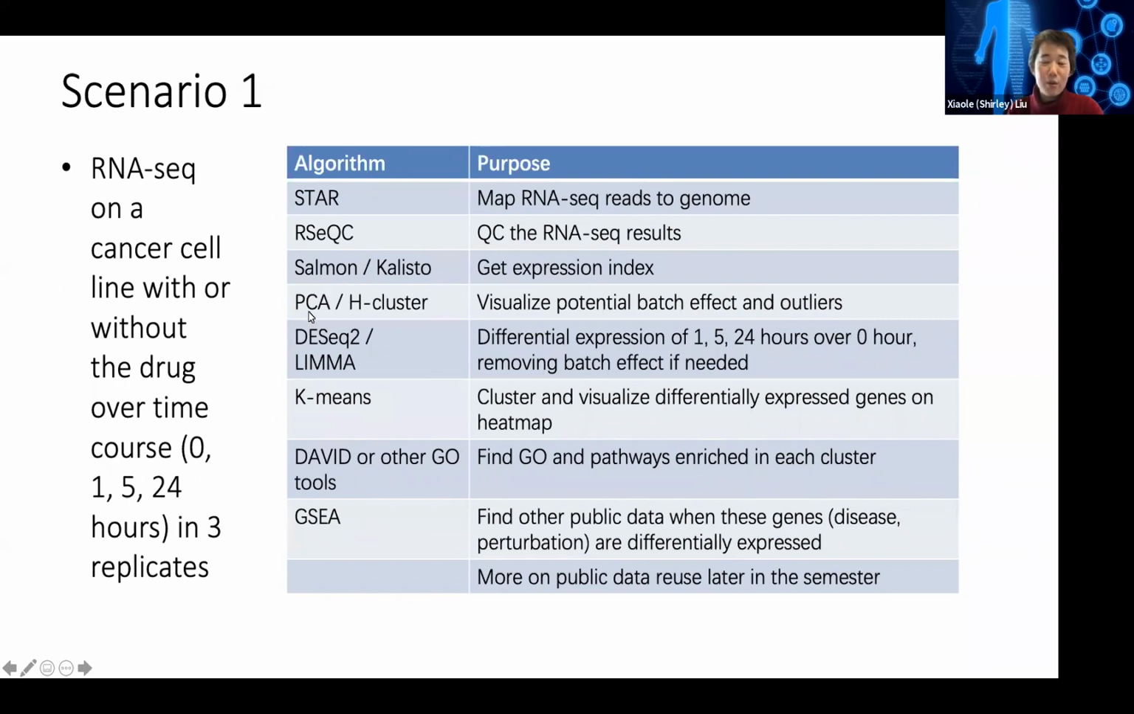And also you want to use PCA or hierarchical clustering to visualize the potential batch effect of the samples and also get rid of outliers. Then you want to run DESeq or limma to get the differentially expressed genes at later time points over the 0 hour. Removing batch effect if needed, because if you only run DESeq2, you will just get the differential genes directly and you won't really see the matrix again.